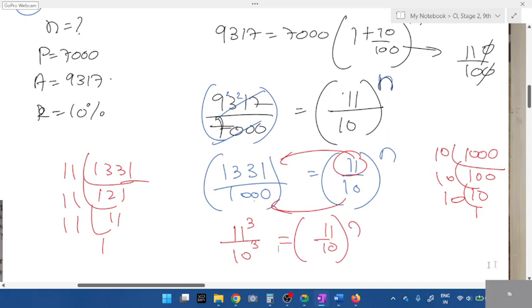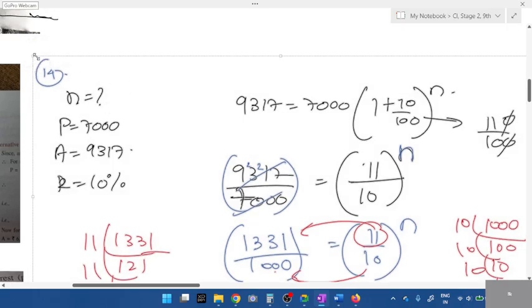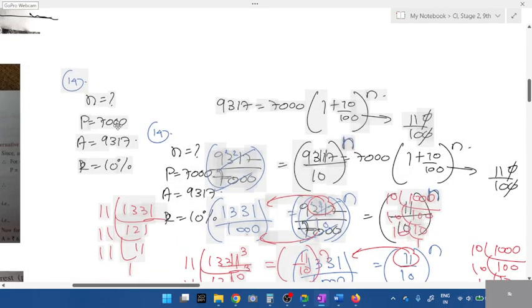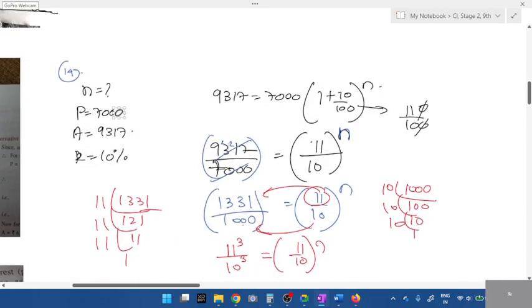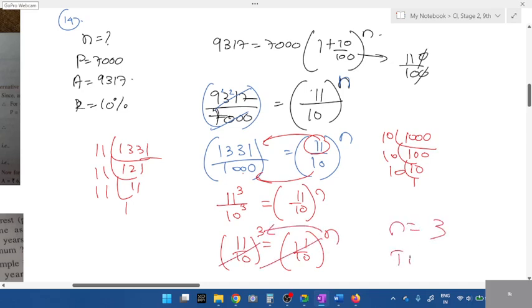Is this clear? Till here? You can understand? And don't write. When I'm teaching, don't sit and copy. Look at the screen. Now, this I can write as 11 by 10 to the whole power 3. 3 is common. It gets cancelled. What is n value? So time is equal to how many years? 3 years. It's completed.